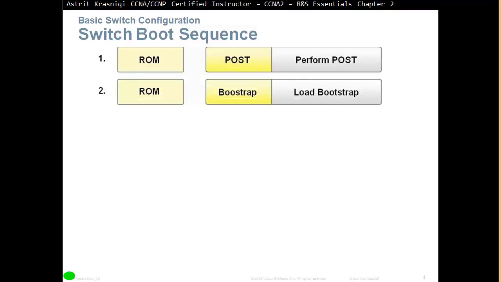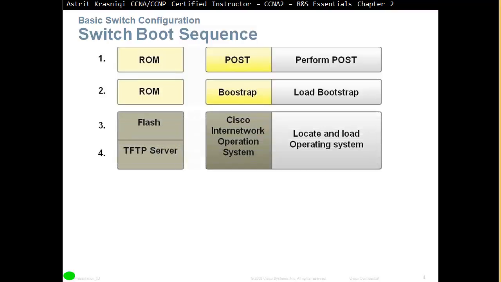And then we have the bootstrap. The bootstrap will tell the switch what to do next. What's the next job for the switch? For example, it will say, okay, you need to go to the flash and locate and load the operating system. So the switch will have to go to the flash, find the operating system, take that IOS from flash and load it into RAM.